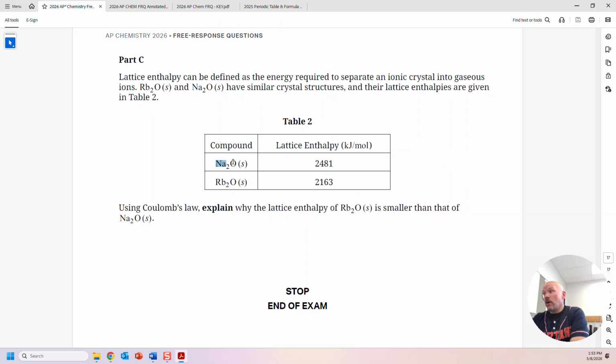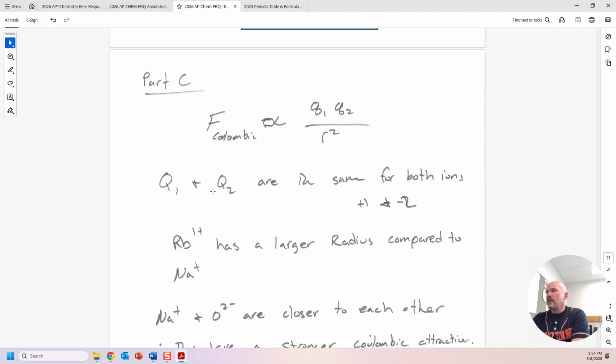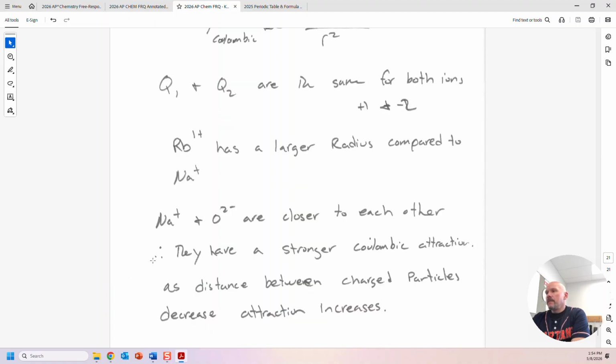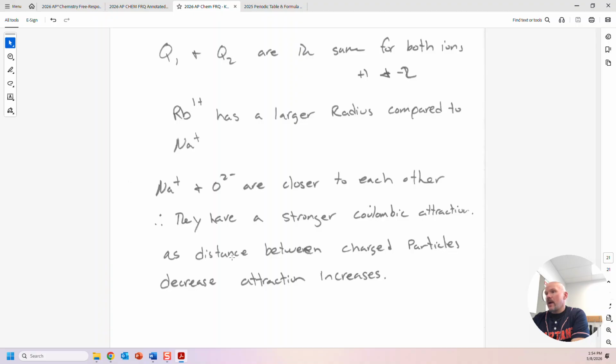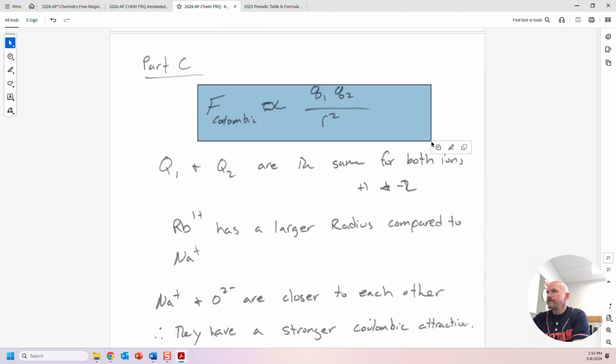They have the same overall charge. So in terms of magnitude of charge, the Coulombic attraction is the same, but those charges can get closer to each other because the sodium ion is smaller than the rubidium ion, okay? So you would say the Qs are the same, right? Rubidium has a larger ionic radius than sodium ions. That means sodium ions and oxide ions are closer to each other. They have a stronger Coulombic attraction. As distance between charged particles decreases, attraction increases. That's what Coulomb's law is saying. Okay.